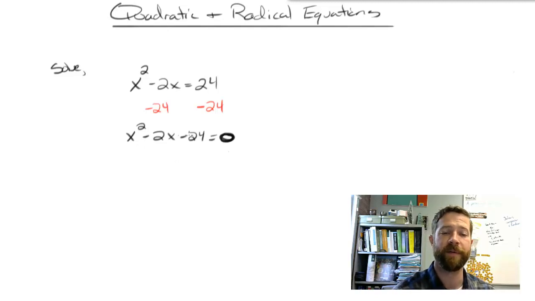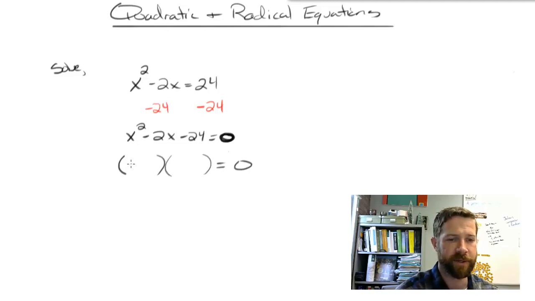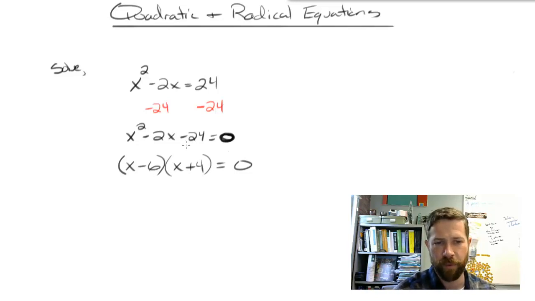What I'm going to do is now factor this quadratic, a technique that we've learned previously. And I won't go through that, but you could verify that this factors into x minus 6, x plus 4. Just a quick review on that. Those two numbers, negative 6 and 4, multiply to be negative 24, and they add to be negative 2.